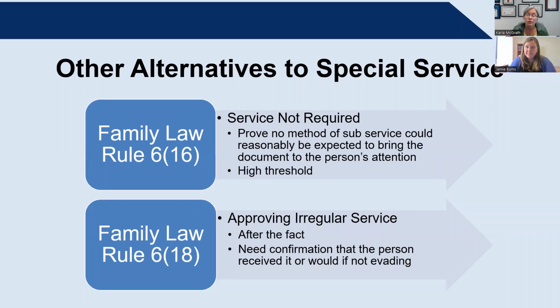So you'll recall back to the start when I said that this was an alternative. We have Rule 6, and there have to be alternatives for when we can't meet Rule 6, and substituted service is the main example of an alternative to basic Rule 6 special service. Another alternative is service not being required, or as we call it, dispensing with service. That's Family Law Rule 6, sub 16.